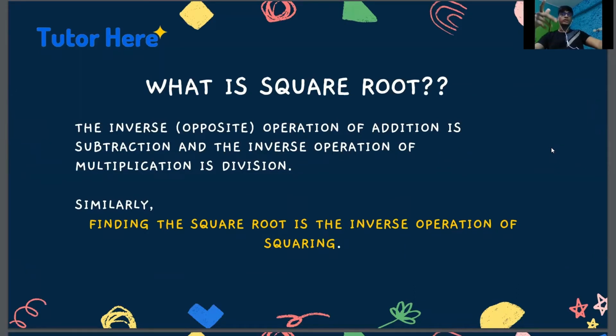What is a square root? The inverse operation of addition is subtraction. The inverse operation of multiplication is division. Similarly, finding a square root is the inverse operation of squaring.